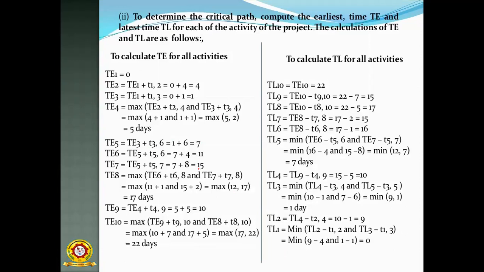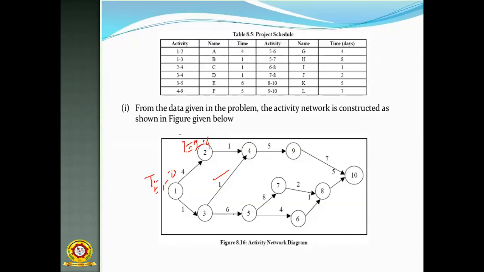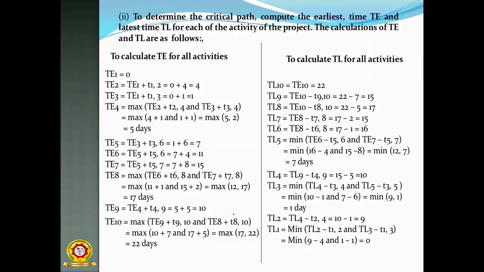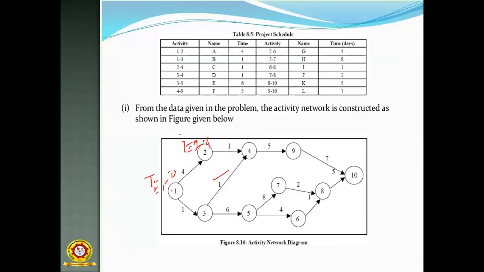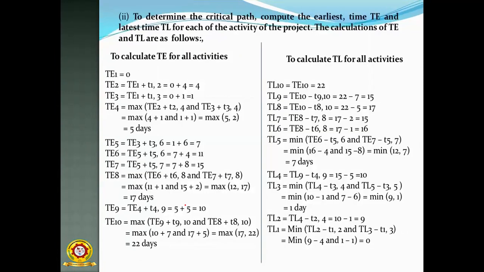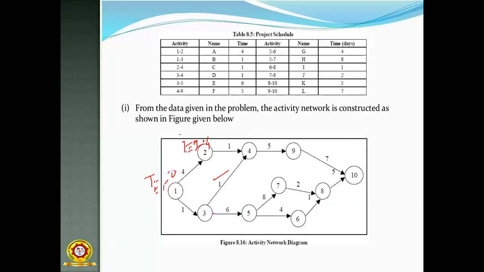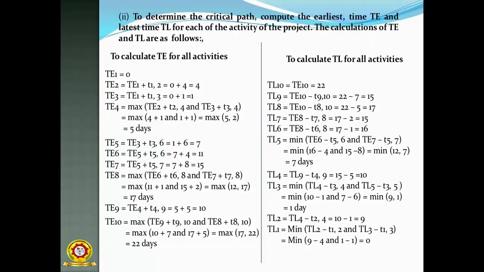Then after that, TE5. TE5 is a direct one. So TE3 plus T3. What is the TE3? This one is the TE3. So TE5 equal to TE3 plus T3. Okay. So what is the value of TE3? TE3 value is 6.